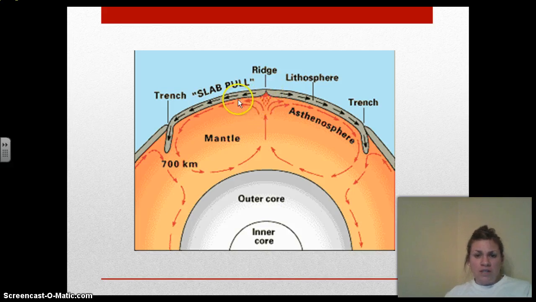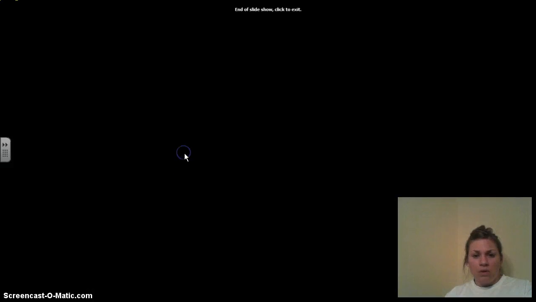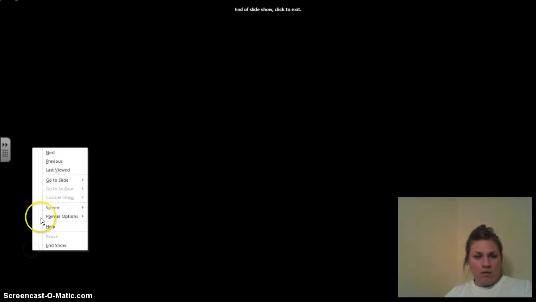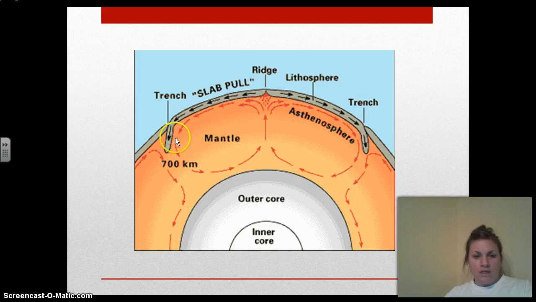So we're going to deal with this side here. It's going to move to the left, and it's going to pull the mantle here to the left. As it pulls it down, it's cooling off. As it cools off, it's going to sink back down, and it's going to get heated back up. As it heats back up, it's going to be pushed back up.